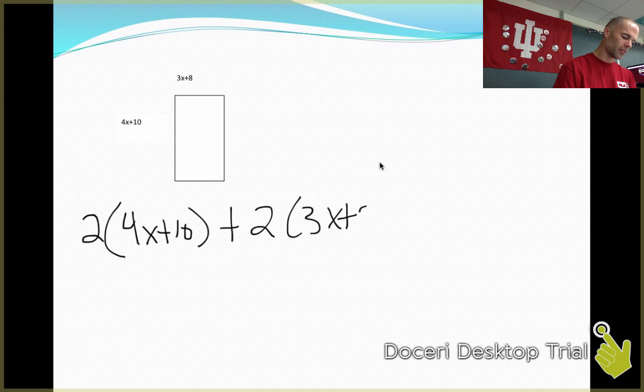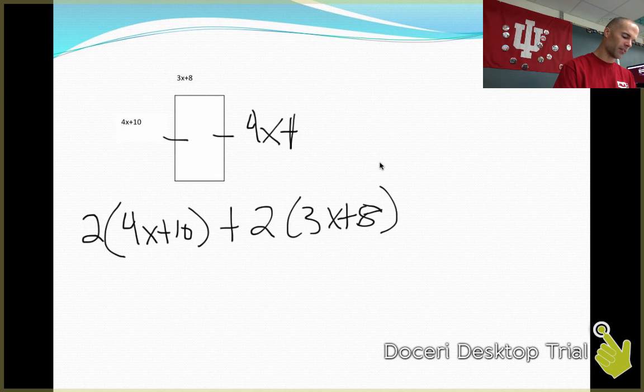All right, again, we want to find the perimeter here. So I'm going to use the formula 2 times the w plus 2 times the L. So this would be 2 times 4x plus 10 plus 2 times 3x plus 8. Why does this work out? Well, if this is a 4x plus 10 over here, that means this side's the same. So this is also a 4x plus 10.